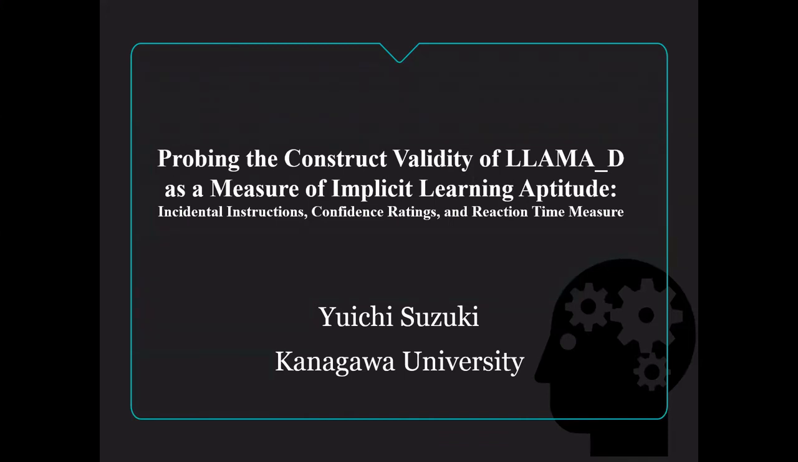Hello, my name is Yuichi Suzuki from Kanagawa University in Japan. Today, I'd like to talk about a subtest of a popular aptitude test, LLAMA D. LLAMA D is proposed as an aptitude test for implicit learning, and I provide some evidence against that view in this talk. Because we are still in the very early phase of studying implicit aptitude, I hope some of my approaches, indicated here in the subtitles, incidental instructions, confidence ratings, and reaction time measures, will be useful for stimulating this emerging subdomain of aptitude research, which is the theme of this colloquium.